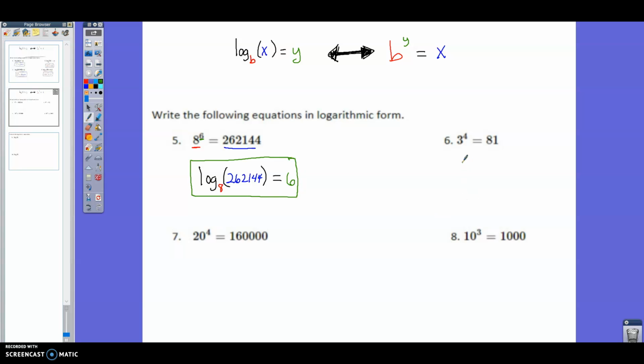Okay, we're going to do the same thing for number 6. Start out with the word log. Our base here is 3, so that's going to be the small subscript number. Now inside the parentheses is going to go the number on the other side of the equal sign by itself, in this case 81. And then we set that equal to our exponent, which in this case is 4.